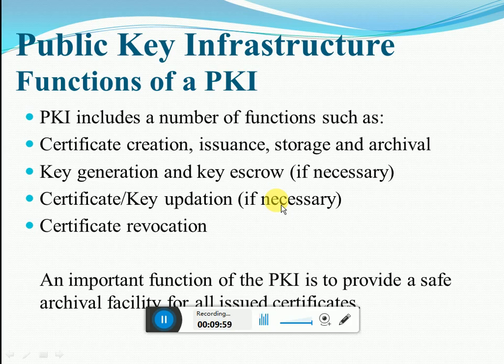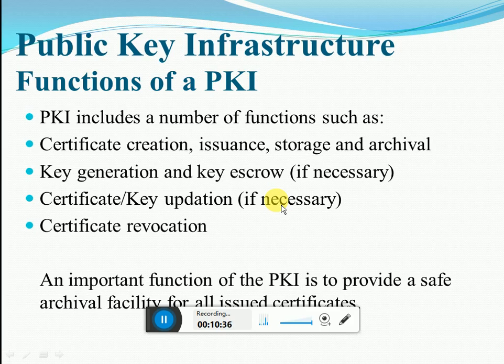The third job of a PKI is certificate and key updation if necessary. Whenever a party changes his private key and public key pair, it's the job of the CA to update those changes, and those updated changes have to be presented to the party who is requesting it. And the last job of public key infrastructure is certificate revocation. This revocation of a certificate will happen in different situations.